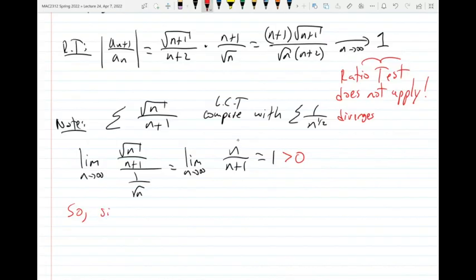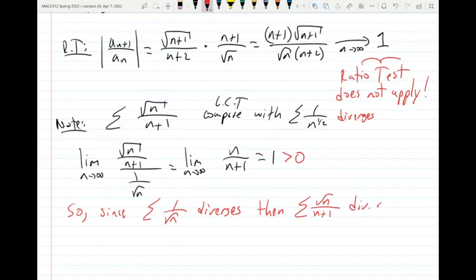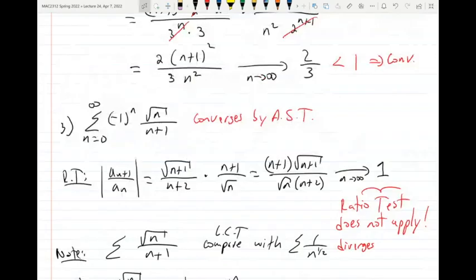So since this diverges, P series with P less than 1 equals 1/2, then this series diverges as well. So the original series converges by alternating series test, but now we know the convergence is conditional. Conditional convergence.